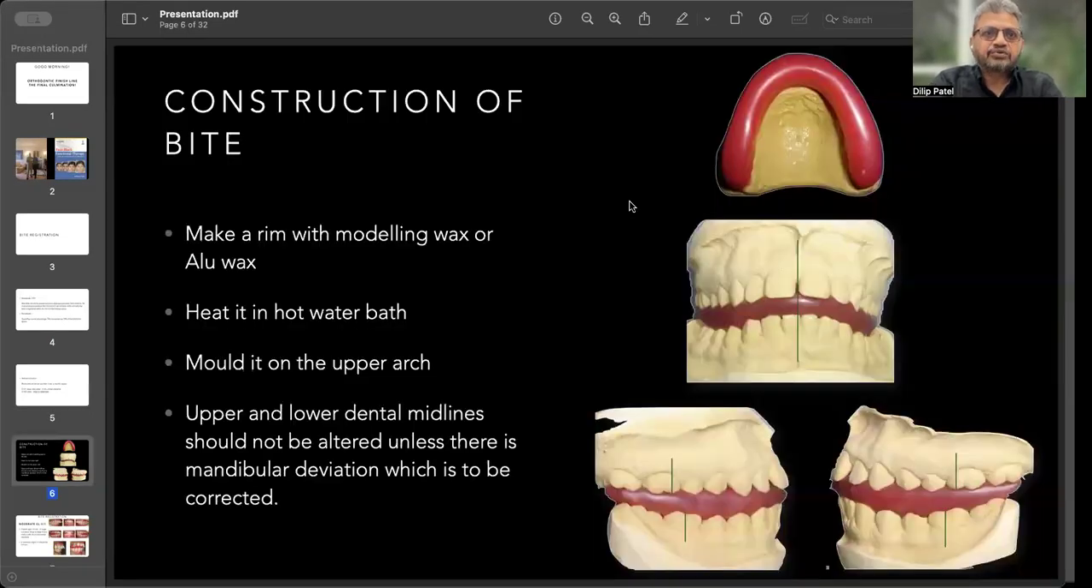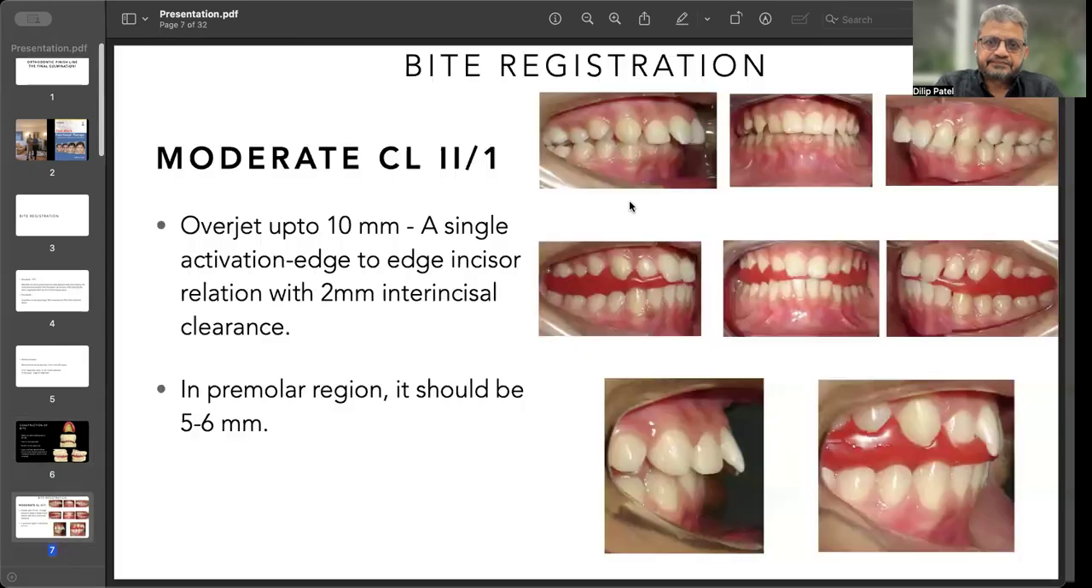This is how the construction of the bite is produced. Make a ring with modeling wax or alu wax. Heat it in a hot water bath. Mold it onto the upper arch. The wax bite should not be too firm, neither should it be too loose. It should be firm enough to be formable. Upper and lower midlines should not be altered unless there is a mandibular deviation which is to be corrected. These are a few examples of how to register the bite in different malocclusions.